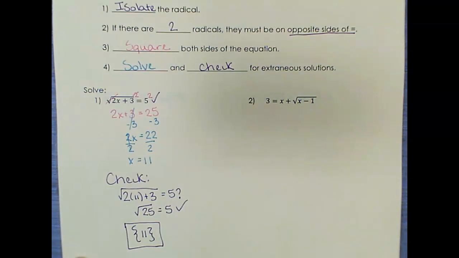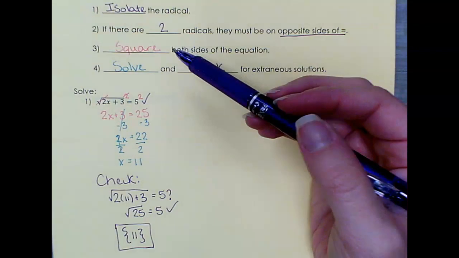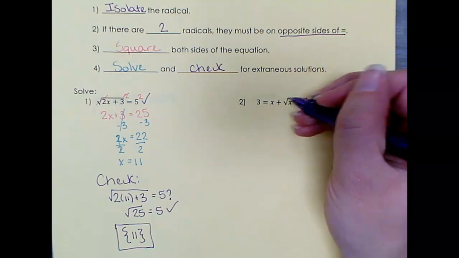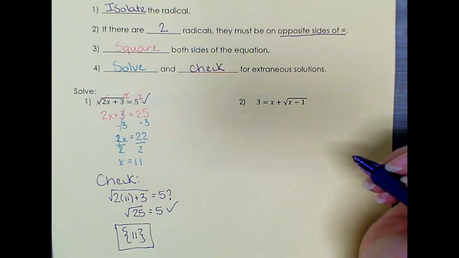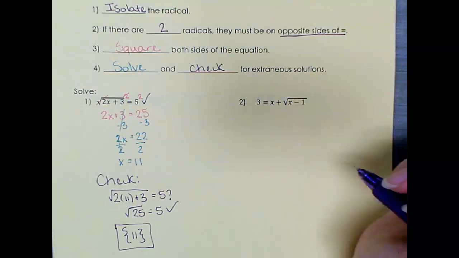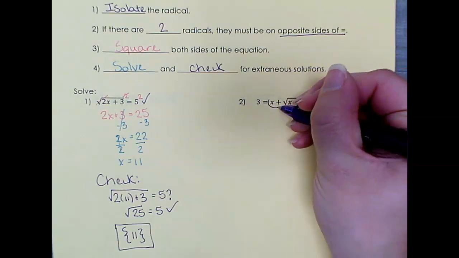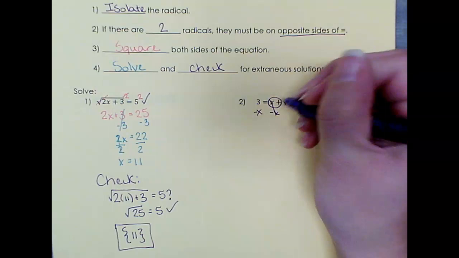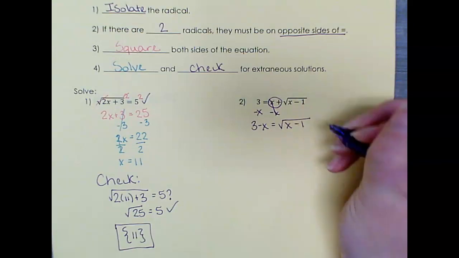All right, so let's look at number 2. First thing I need to do is isolate the radical. And I'll tell you why I need to isolate the radical. The second step, because there's not 2 radicals here, but the second step is to square both sides. And if I square this side, I'd have to square x plus the square root of x minus 1. And if I square that, I can't eliminate this radical. I can only eliminate the radical if I square the radical by itself. So this guy right here, he needs to move to the other side of the equation. That needs to get out of the way. So 3 minus x equals the square root of x minus 1.